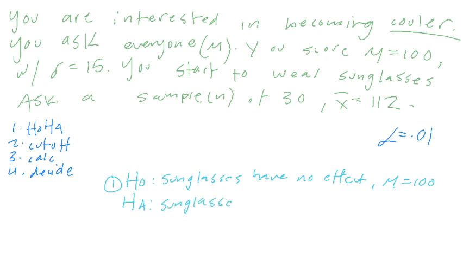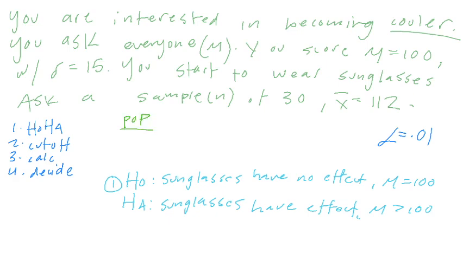That's the alternative hypothesis. We hope that they have an effect, right? Because we're desperately trying to get cooler. And specifically by getting cooler, we want to increase this score. We want it to be greater than 100. So we know that we did score better than 100, all right? That was given in the question here, but the question is, is it significant?